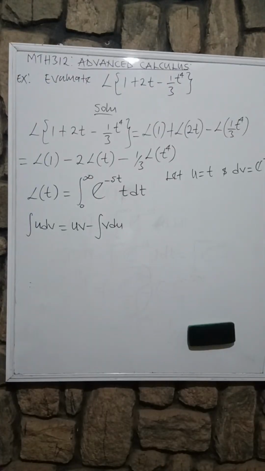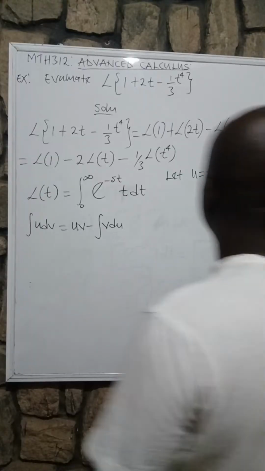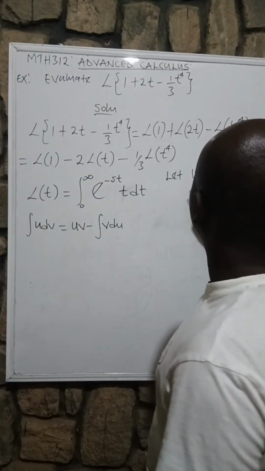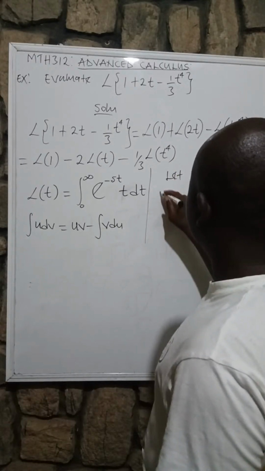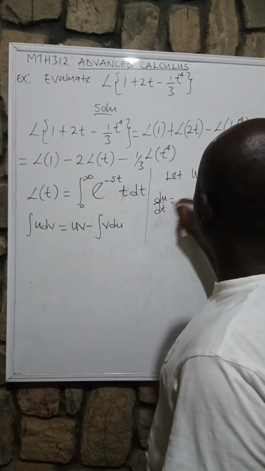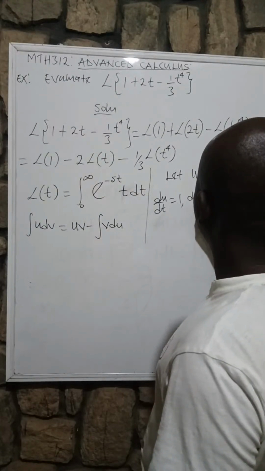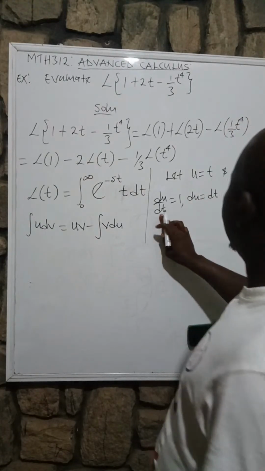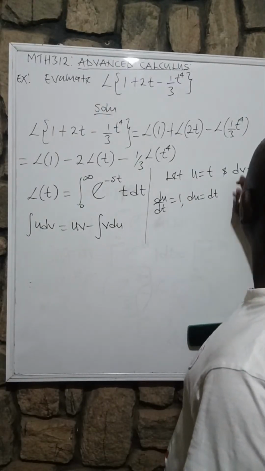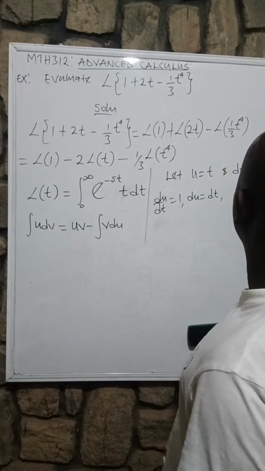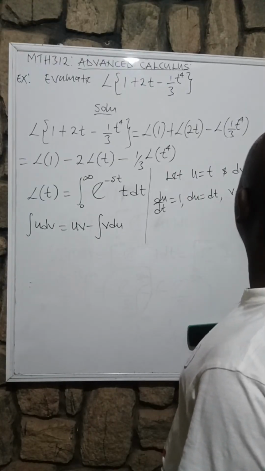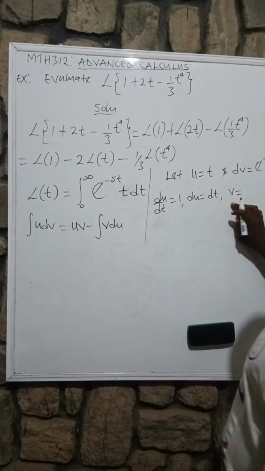I think we did something like this. Yeah, we did something like this. Okay, so if you can see what I'm saying, we have to differentiate this. The derivative of u with respect to t will give us 1, then du will now be 1 dt. Then integrate this.